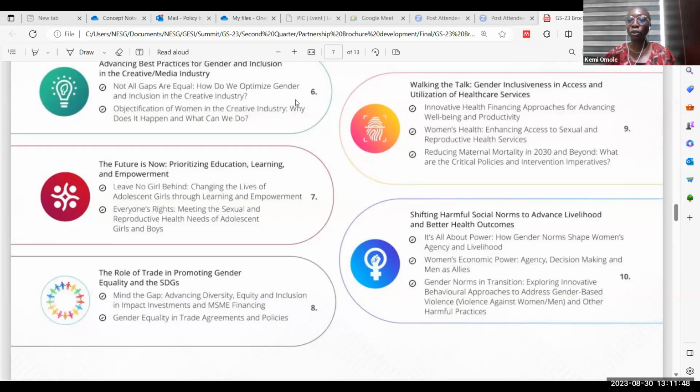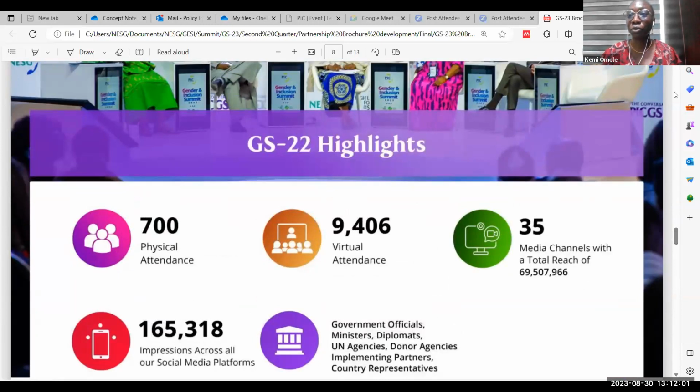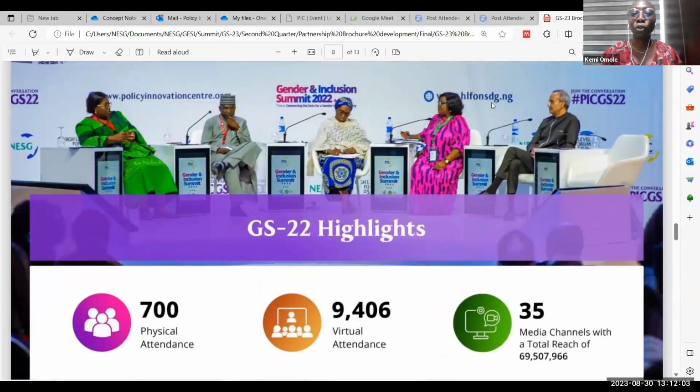And of course, we're going to talk on gender-based violence because we cannot have a gender and inclusion summit without speaking on gender-based violence as well. Okay, so this just gives us an overview of what the summit is about for those of us who did not attend last year, virtually or actually.